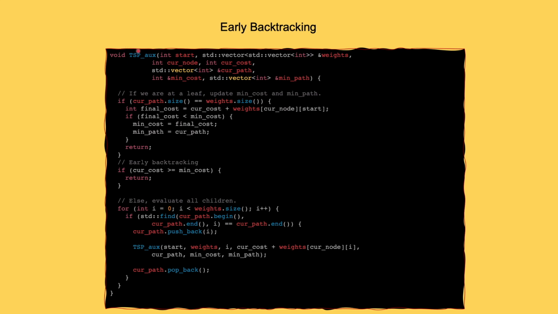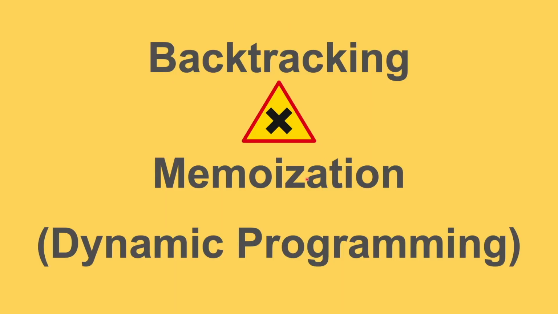Enhancing our previous code to have early backtracking is very simple. We just add one line here, one if statement, to compare current cost against minimum cost. If that's the case, we return immediately. This way, we were able to skip this for loop and all of these recursive calls associated with it, which might be very significant in practice. Up next, backtracking meets memoization or dynamic programming.